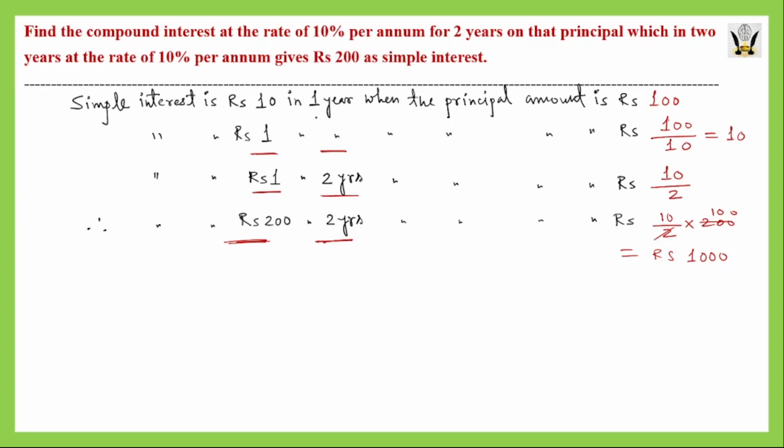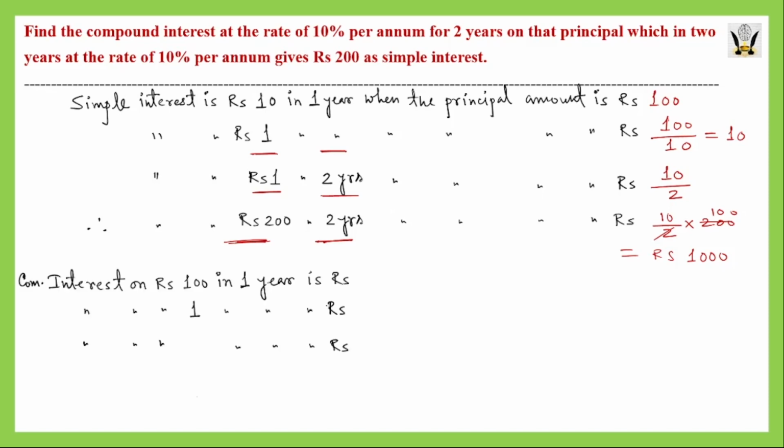Now we have to find the compound interest at the same rate of 10% per annum for 2 years on the same principal amount. By now we have obtained the principal amount, so on that we'll apply the concept of compound interest, and since at the end of 2 years we need to find the total interest, we will find it year by year. So compound interest on rupees 100 in 1 year is how much? The rate of interest is 10% per annum. So it will be rupees 10.